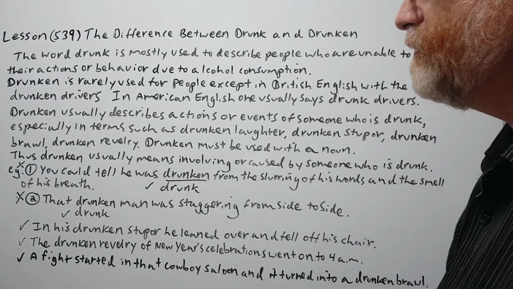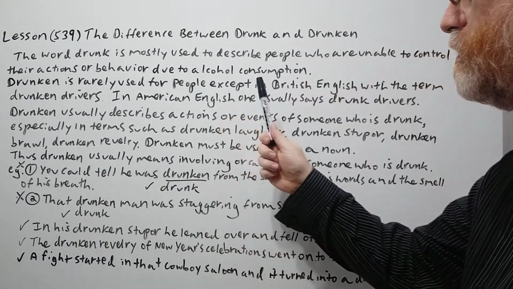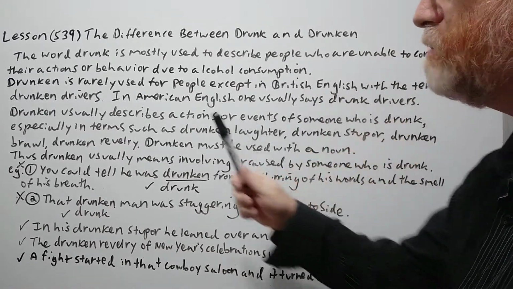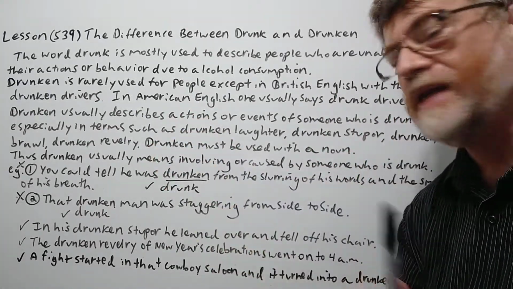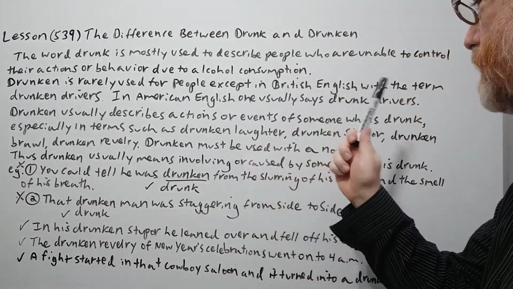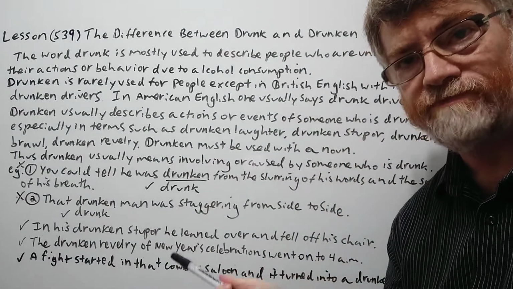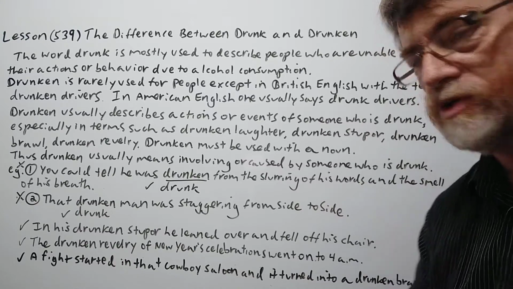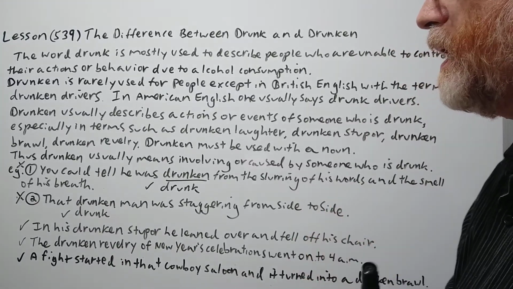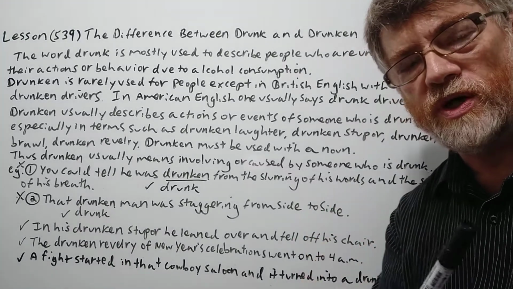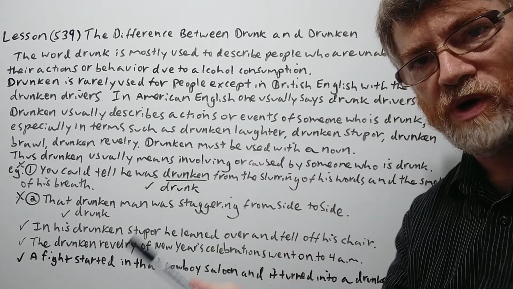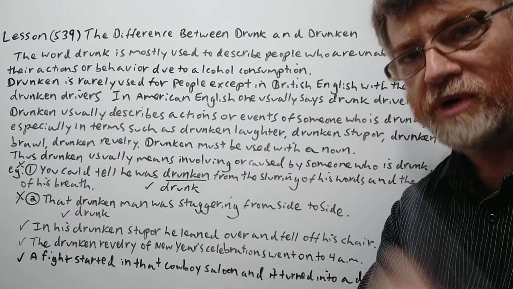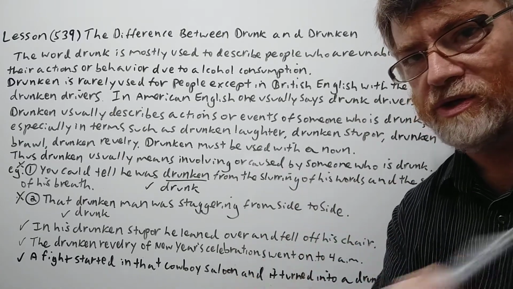All right, let's continue. Drunken is rarely used for people, except in British English, with the term drunken drivers. In American English, one usually says drunk drivers. But in British English, they do say drunken drivers. But now, of course, with a regular one, we could say he is drunk, but we never say he is drunken. In British English or American English, you don't hear that.